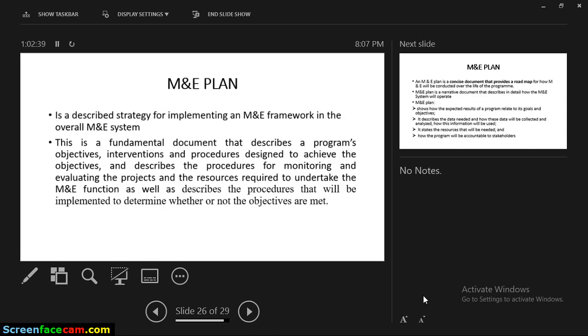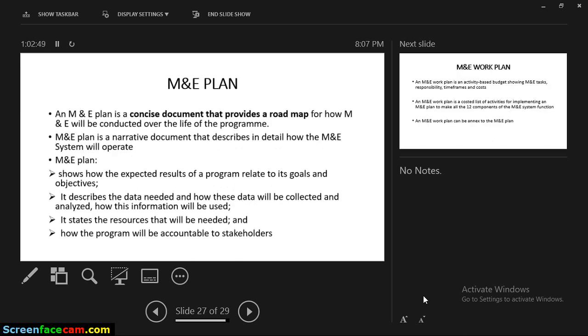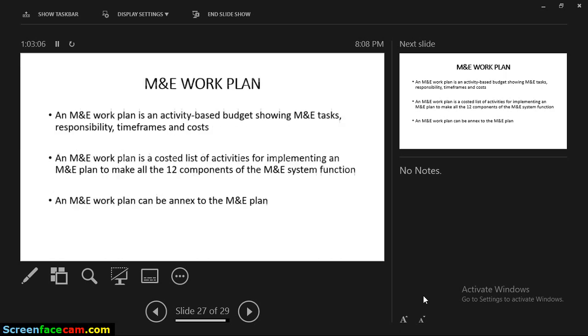Then there's the M&E plan. Just from the word plan, it means it's something that you are going to document. So an M&E plan is a concept document that provides a roadmap, because you are going to list down the things that you are going to be doing. Then from there, you are going to be following whatever you stipulated in your plan.